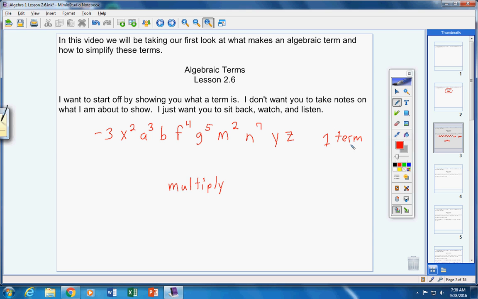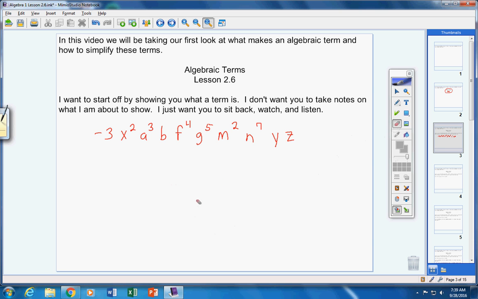One term. Got it? I wrote one here that was really long because a lot of you might have thought, well, that's got to be a lot of terms. Maybe every letter's a term, so I've got 1, 2, 3, 4, 5, 6, 7, 8, 9. This is 9 terms, but that's incorrect. This entire expression right here is one term because everything is multiplying.